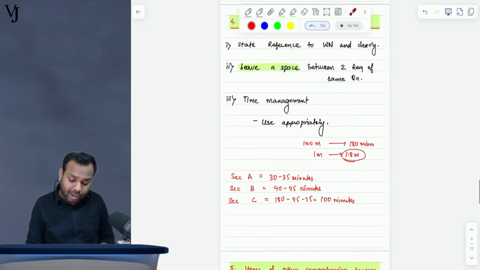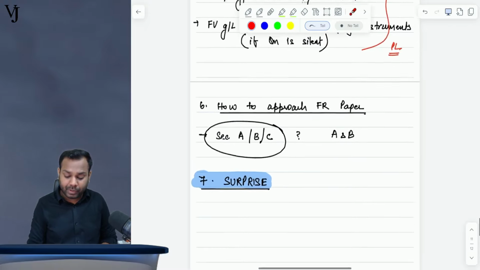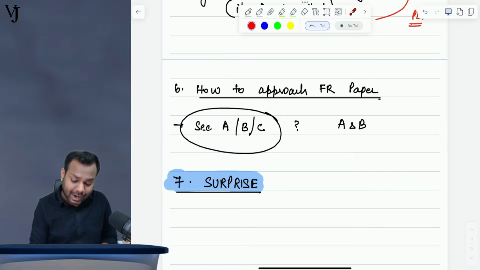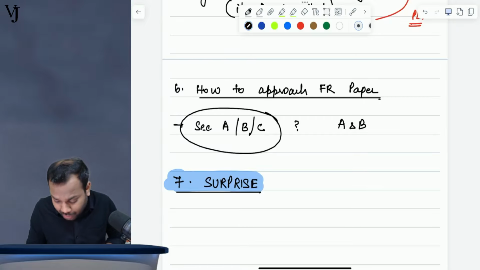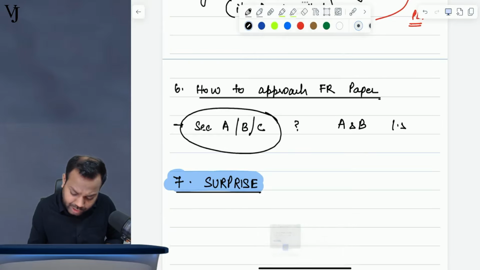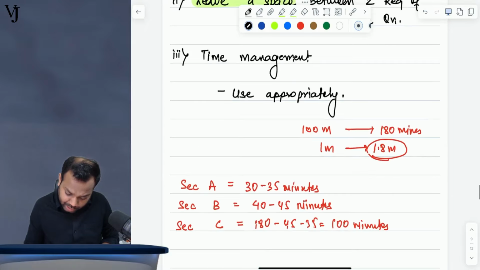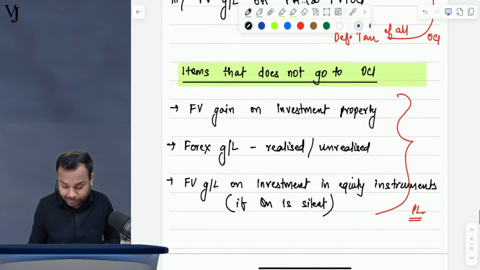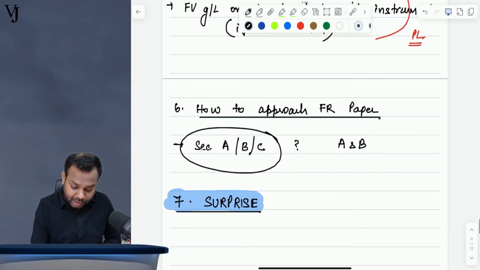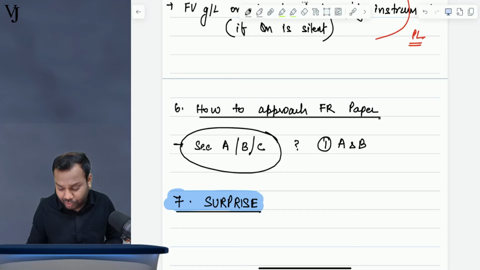So first of all, solve section A and B. Try to solve them within the first 100 minutes. Not 100, 80 minutes. Yes. Try to solve section A and B first of all in the first 80 minutes.